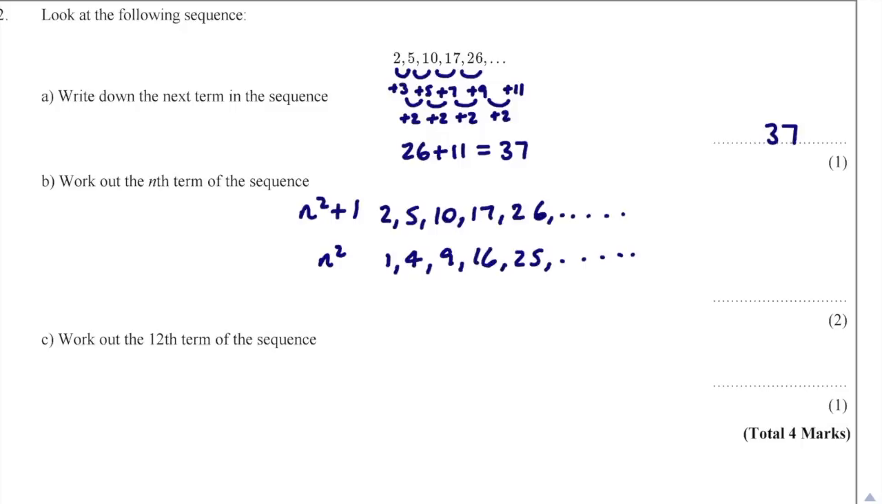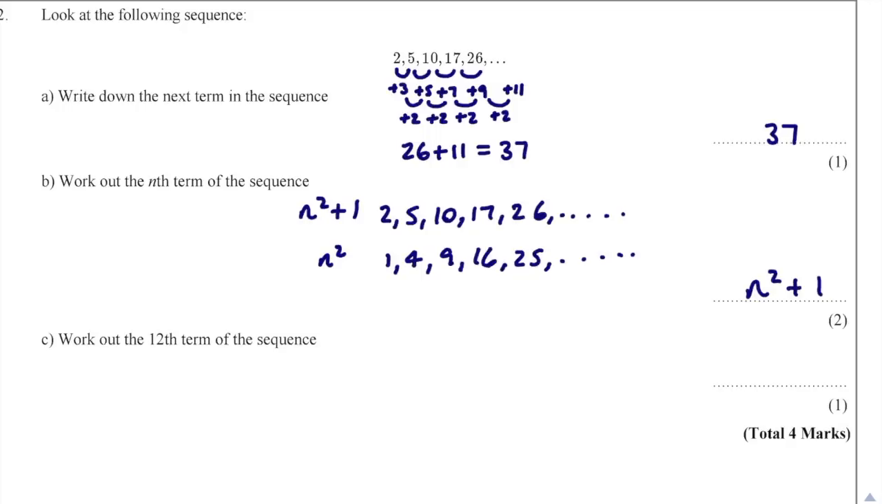If we substitute 1 into n squared plus 1, we get 1 squared, which is 1, plus 1, which is 2. Then the second term is 2 squared, which is 4, plus 1, which is 5. And then the third term is 3 squared, which is 9, plus 1 is 10, and so on. So we can see that the sequence satisfies the nth term of n squared plus 1. Our final answer.